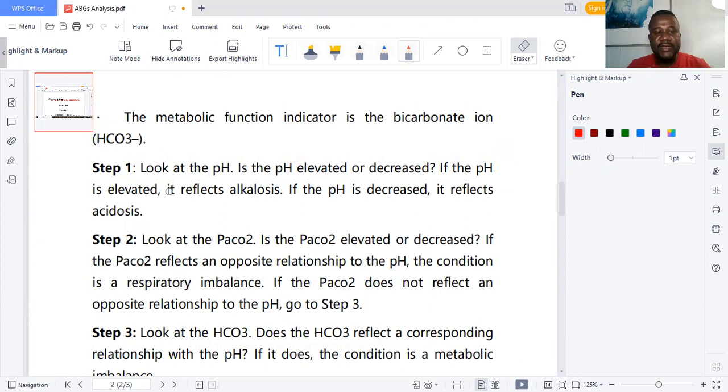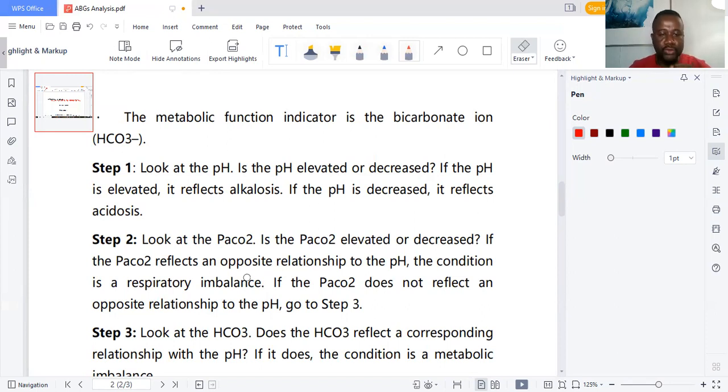So when you have a question, the first thing you have to do, step one, let's look at it. Look at the pH. Now you look at the value of the pH. Is it elevated or decreased? If the pH is elevated, then it is alkalosis, just like what I said before. If the pH is elevated, meaning it's above 7.45, or on the higher side, we're going to see when we're talking about compensation, then it is alkalosis. If the pH is decreased, meaning it is below 7.35, then it reflects acidosis. You look at that, you take note of that.